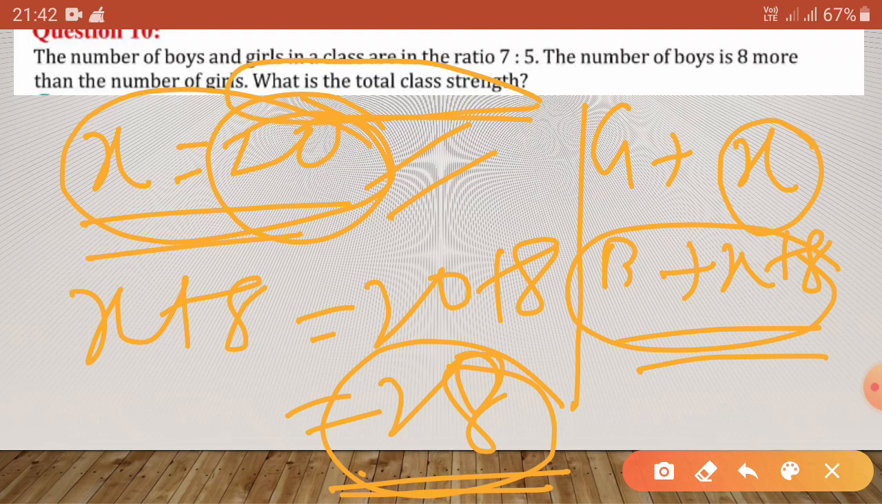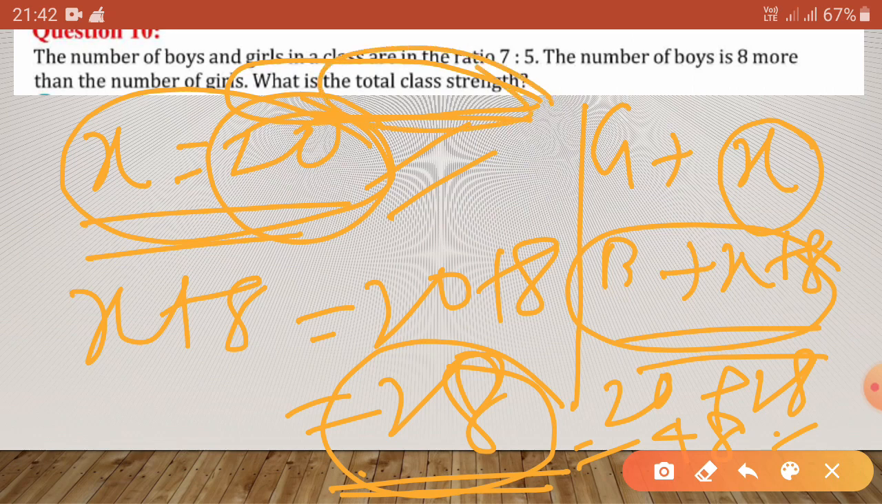So the question is, what is the total class strength? That means total number of boys and girls. So the number of girls is 20 and boys is 28, so it gives us 48. So total class strength is 48. Okay, I think it is clear to you.